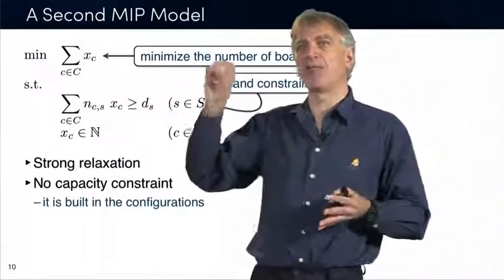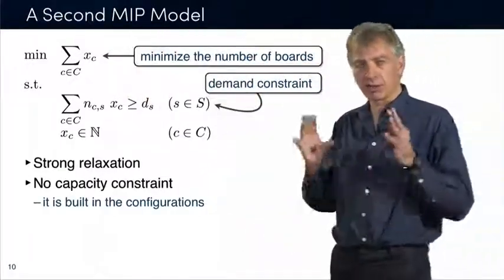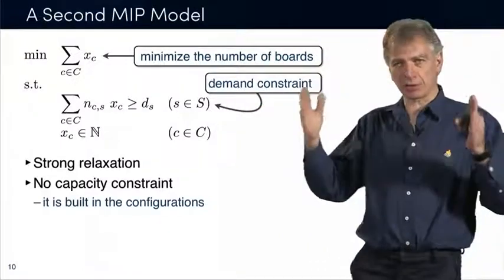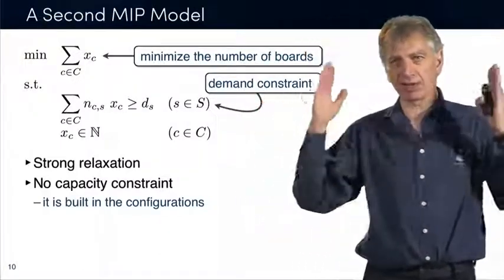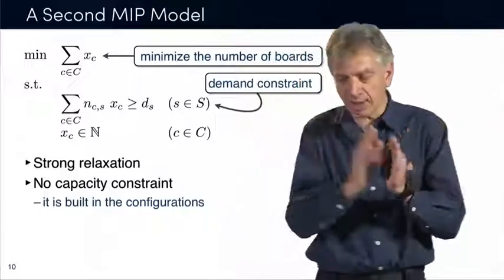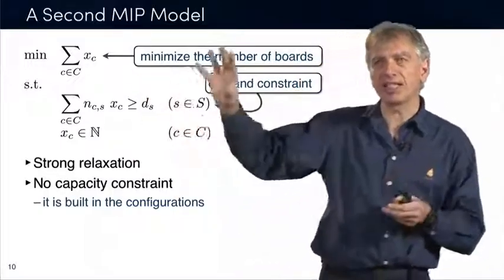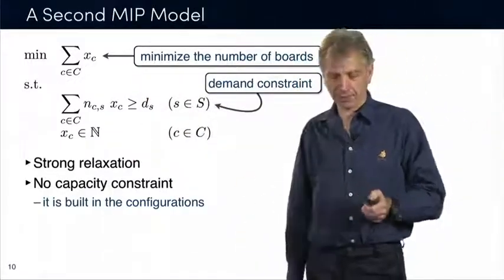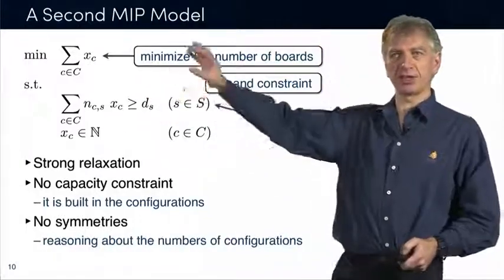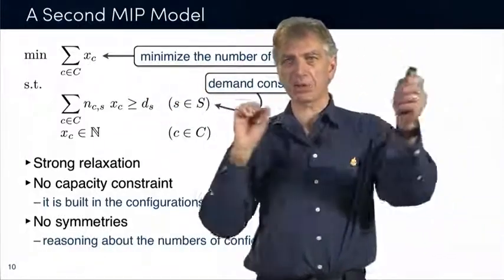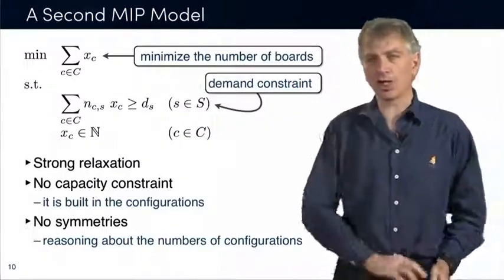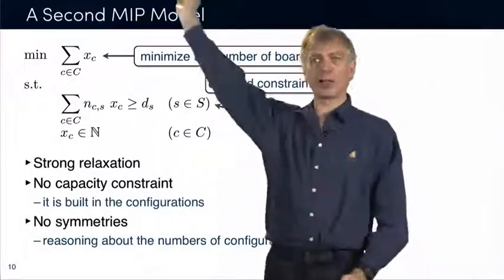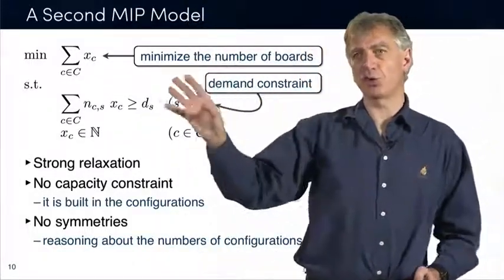My configurations are valid cuttings. So I know that these are good cuttings. They are cutting the big board into pieces. And the only thing that I'm doing is really selecting which one I want. And then there are no symmetries here. All these configurations are different. I'm just picking the right subset of configurations. So I got rid of all the symmetries. I got rid of all the capacity constraints, and I have a beautiful, strong relaxation.